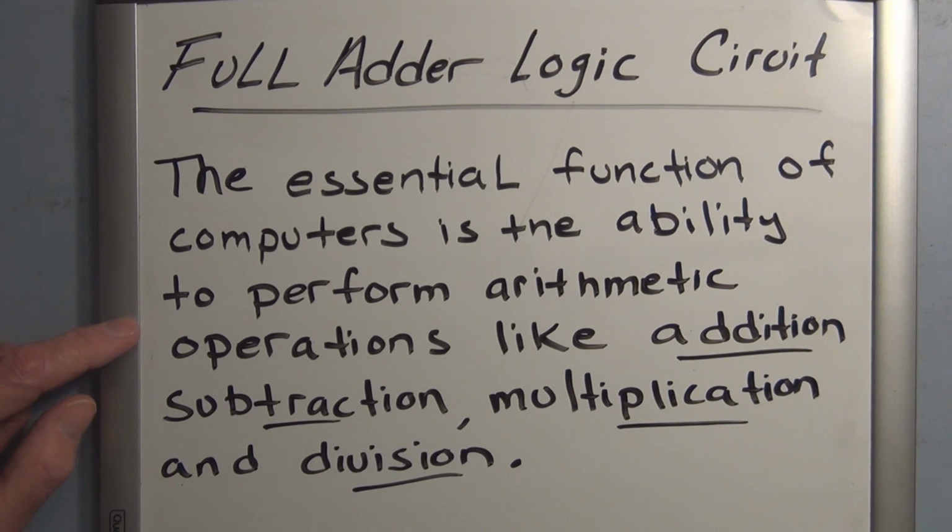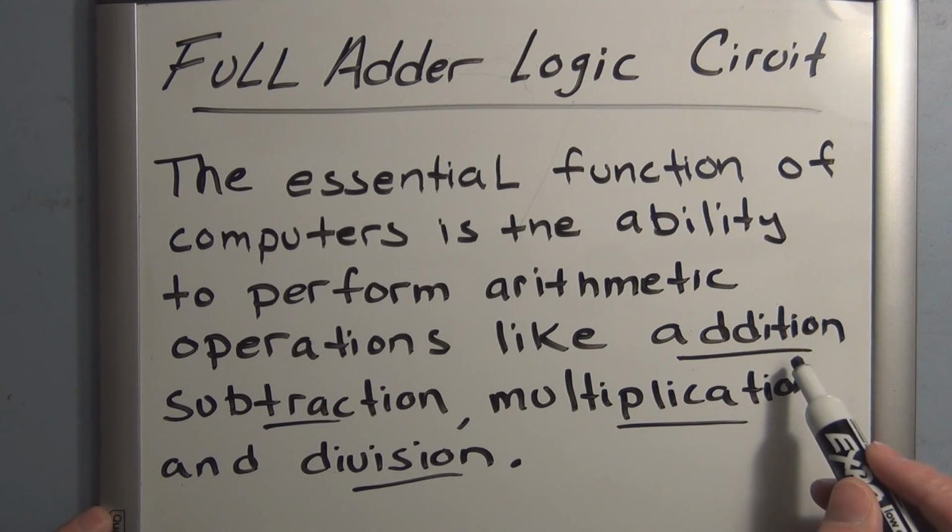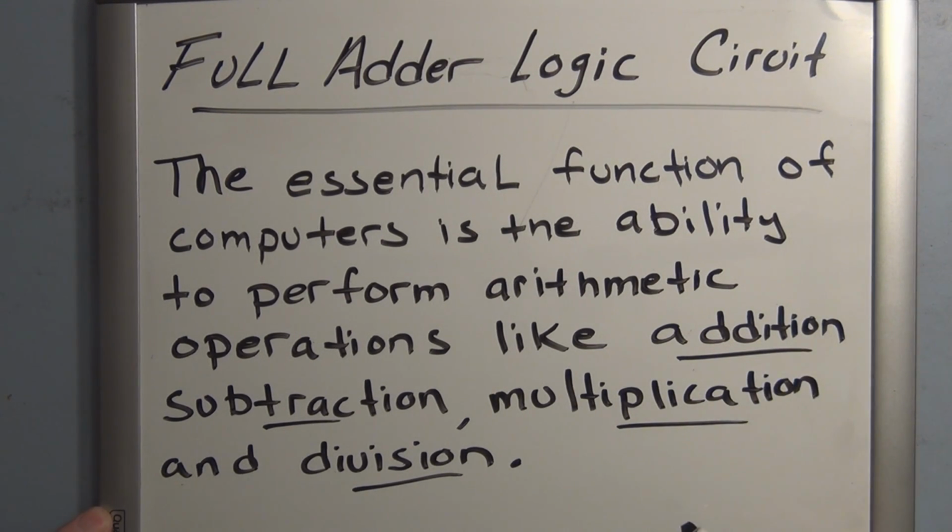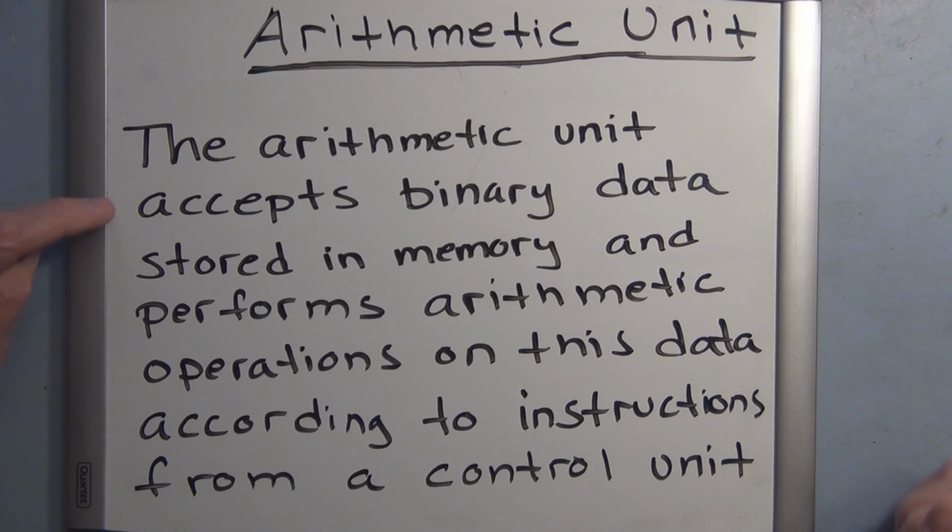multiplication, and division. All these arithmetic operations are performed in the arithmetic unit of the computer. So this arithmetic unit is going to accept binary data that is stored in memory, and it's going to perform arithmetic operations on this data according to instructions from a control unit. So a control unit is going to tell the arithmetic unit what mathematical operations to perform on data it retrieves from memory. Let's take a look at a block diagram of this concept.